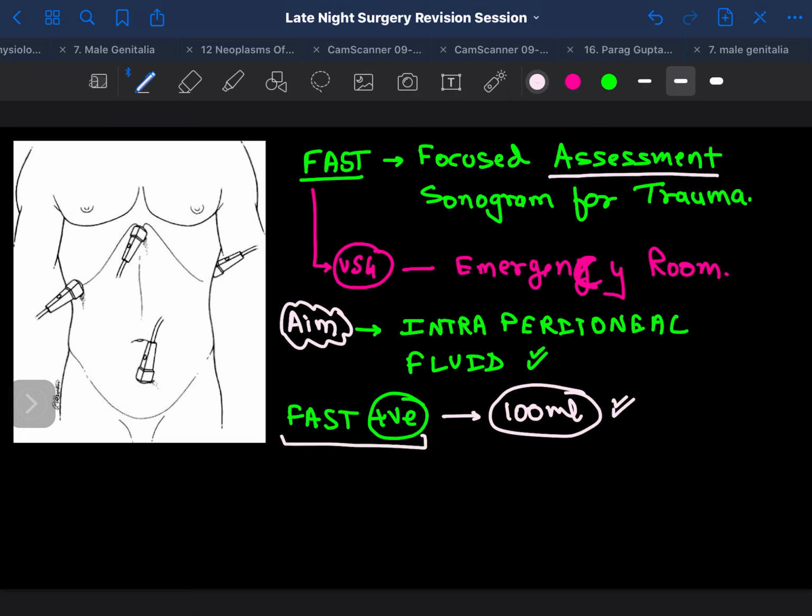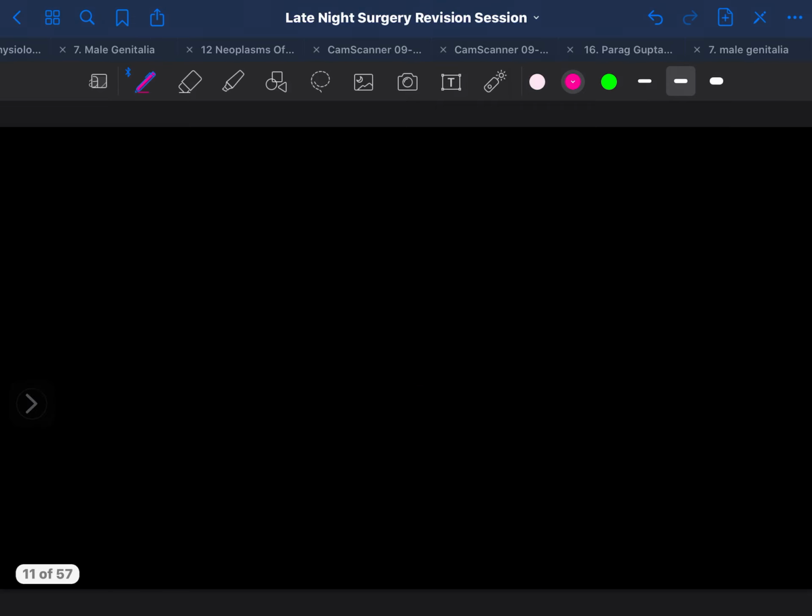Now how do you perform this particular FAST? So you take up your USG probe and you keep it at 4 positions. What are the positions where you keep it? You keep it in the epigastric region, in the right hypochondrium, in the left hypochondrium, and in the pelvic cavity. So these are the 4 locations where you have to keep your probe. Let us evaluate where you keep your probes.